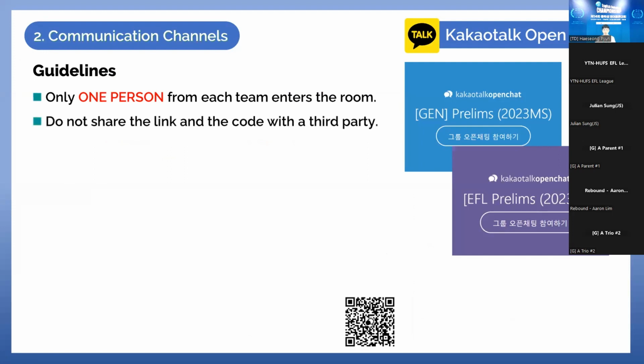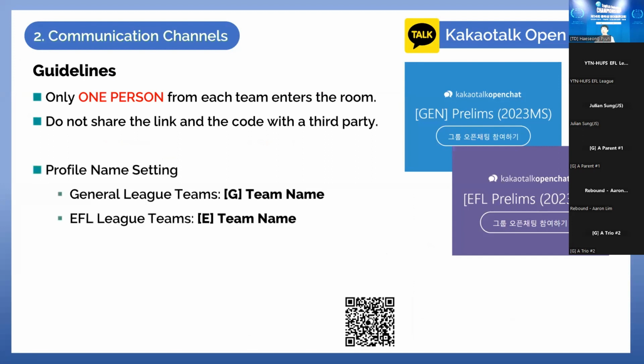Also, please do not share the link and code with third parties. When it comes to the profile name setting, a lot of the teams are already following this, so I don't think I have to mention this a lot. For the general league teams, put G within the bracket and then follow that with your team name. So for instance, if your team name is Shooting Star, write a G within each bracket and then your team name, Shooting Star. The same goes for EFL league teams, except that instead of writing G within the bracket, you should be writing E. So that's the profile name setting that people should be following.